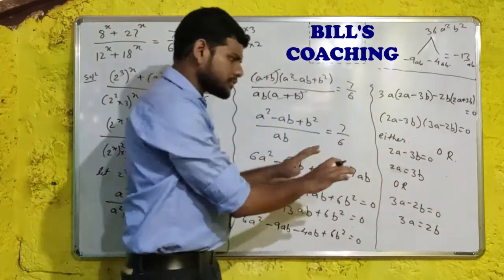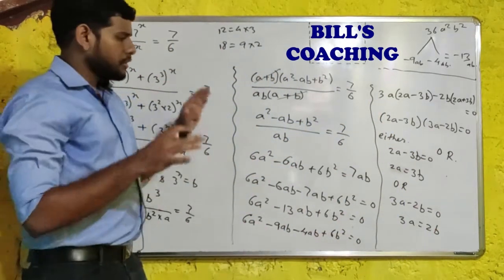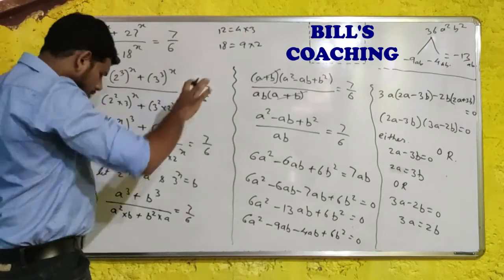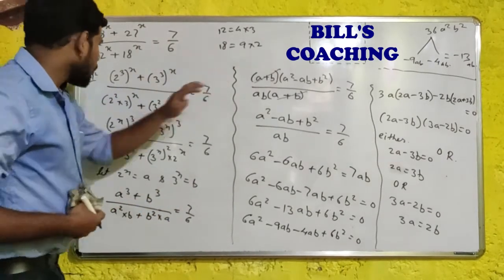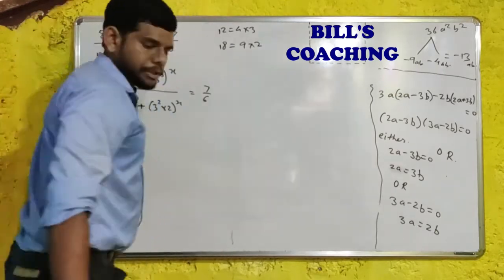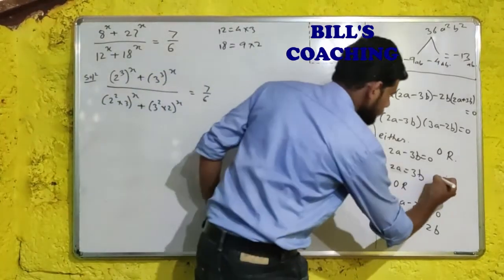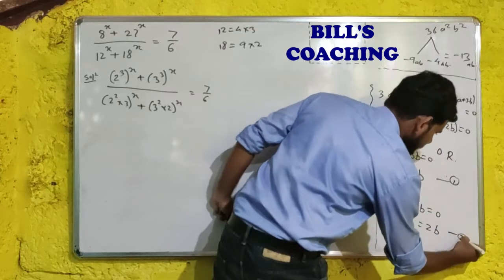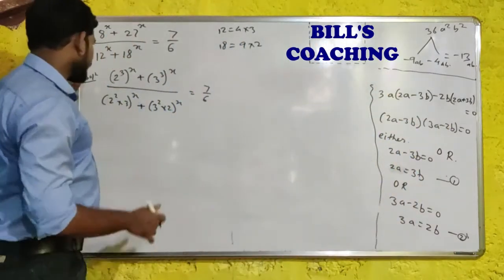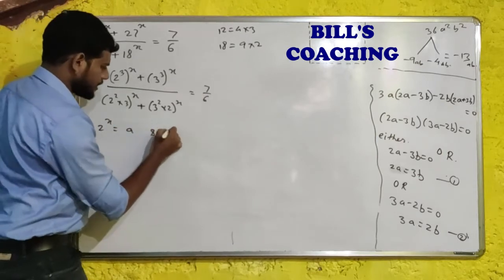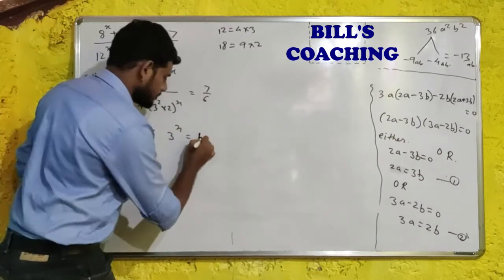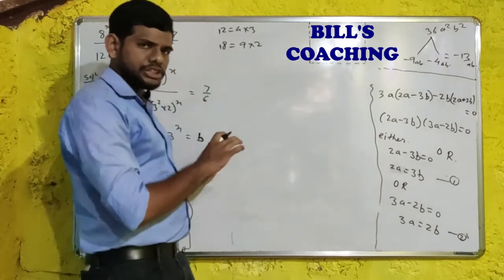So we have two options with us right now. Let me wipe this out. I'll keep only these terms. This is first, this is second. Remember what we have kept? We said 2 raised to x is equal to a and 3 raised to x is b. We have assumed this initially only.